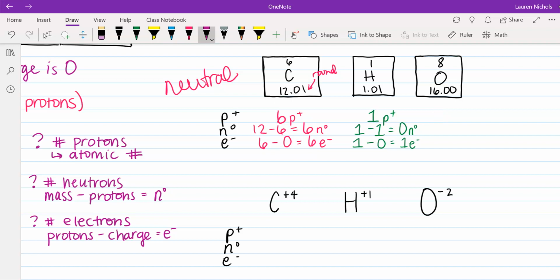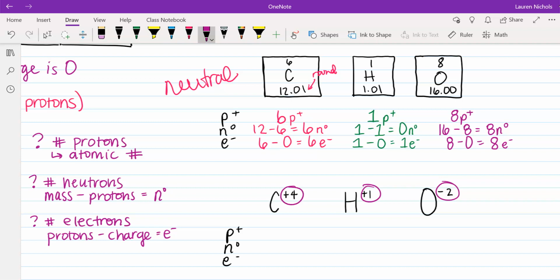And for oxygen, we know that oxygen has 8 protons because it's number 8 on the periodic table. For its neutrons, we would say 16 minus 8 gives us 8 neutrons. And because it's neutral, it is our 8 protons minus our charge of 0, which gives us 8 electrons. And so now we can do this practice where they are not neutral. In this case, I wrote their charge as an exponent, which is how you'll see it in symbolic notation, which we'll talk about next.